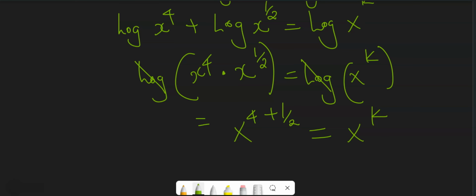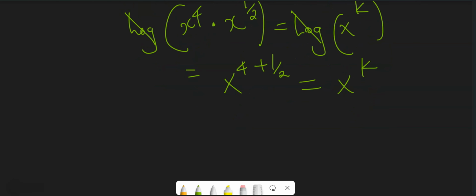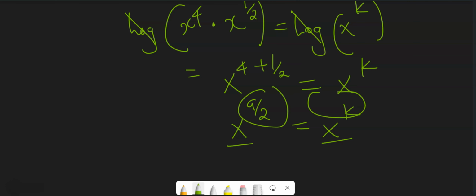Then this still gives us x power 4.5, that is 9/2, equals x power k. Then we have a common base, so we pick the powers. This implies that k equals 9/2. Please, you can confirm with me. We can still go and check. k is 9/2. Let's confirm with the paper.